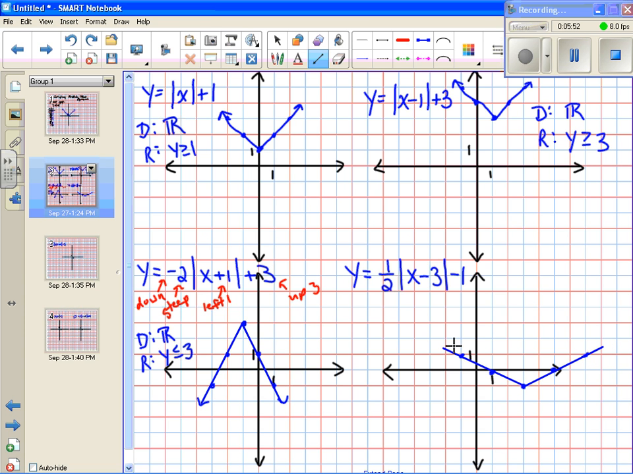Something like this. Domain, still all real numbers. Range, the lowest I'm at, the y value is -1, so y is greater than or equal to -1.